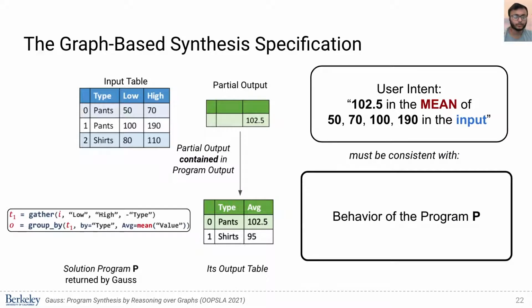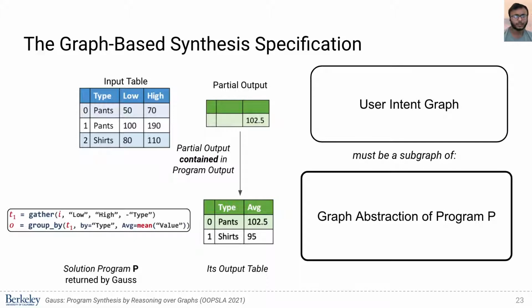Additionally, though, the user intent must be consistent with the program's behavior. In this case, the program must compute 102.5 as the mean of the 4 values and not some other operation that happens to lead to the same result. How does Gauss perform this check? This is where the graphs come in. Essentially, Gauss ensures that the user intent graph is a subgraph of the graph abstraction of the program P.